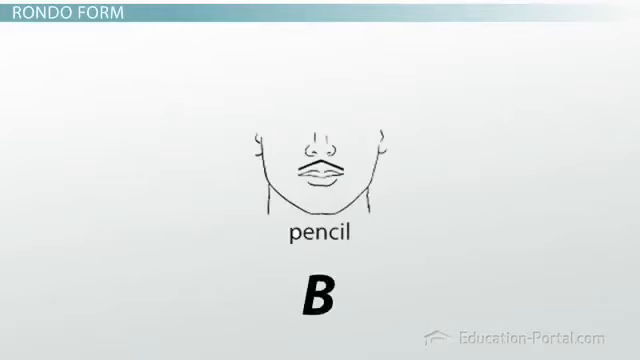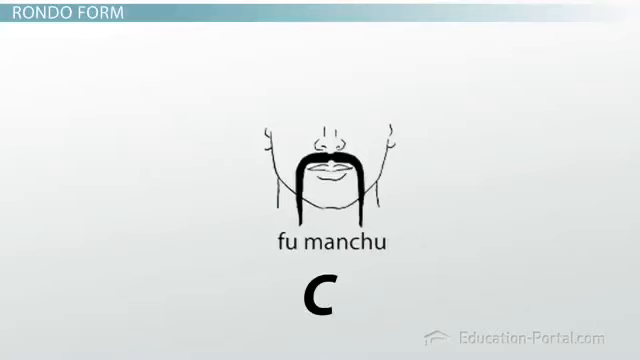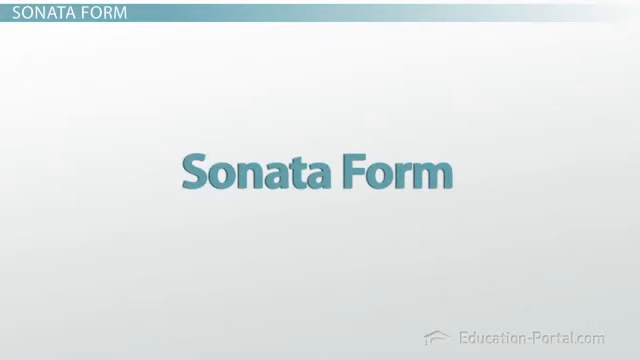Hopefully, you noticed that the B section changed tonality from major to minor, and the C section changed style. A slightly more intricate form is the sonata form. Structurally, sonata form is like a complex version of ternary form.